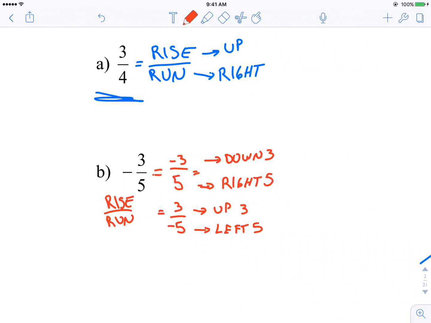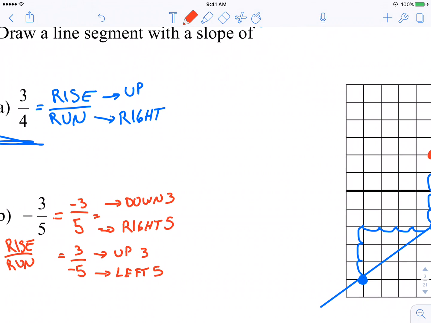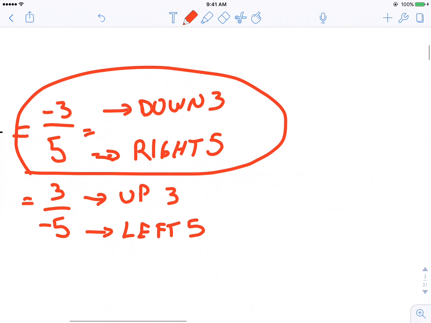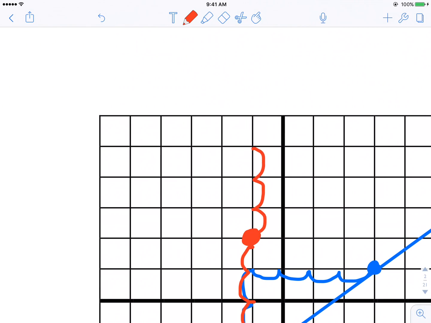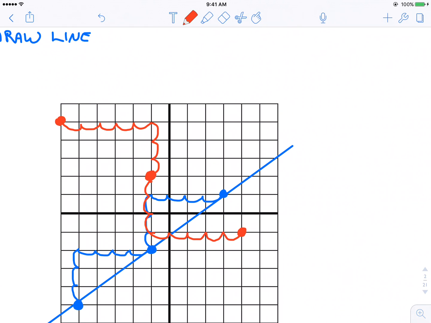Okay, so let's go to our graph. I'm going to pick a point. I want to make sure that it fits. I'm going to pick this point right here. My first one says that I need to go down 3 and to the right 5. So from here, I go down 3, 1, 2, 3, and to the right 5. 1, 2, 3, 4, 5. There's my point. The other one says I need to go up 3 and to the left 5. So again, from that same starting point, I go up 3, 1, 2, 3, to the left 5. 1, 2, 3, 4, 5. So now, can you see that it doesn't matter which I make negative, I still get the same points on the line?